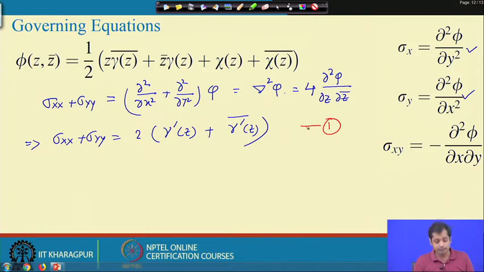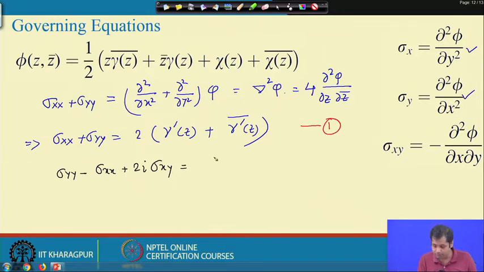You may be thinking, what is the use of this expression, why suddenly are we taking sigma xx plus sigma yy? It will be clear shortly. Now, let us take one more combination, say sigma yy minus sigma xx plus 2 i sigma xy. Okay. Now, sigma yy is this, and sigma xx is this.